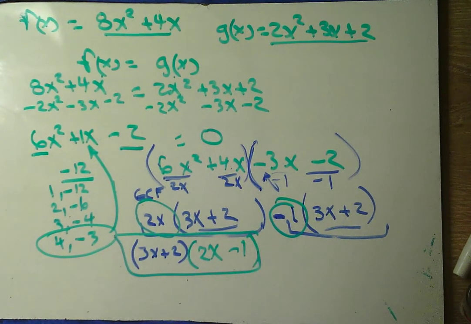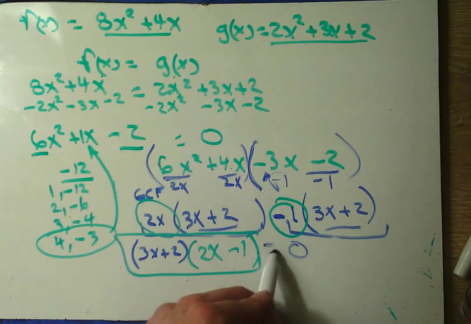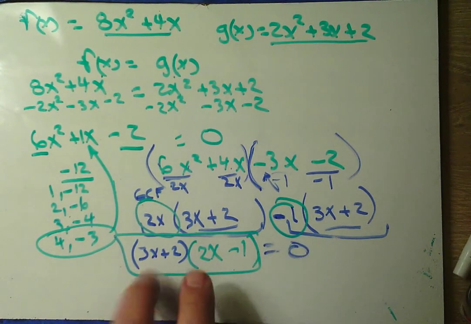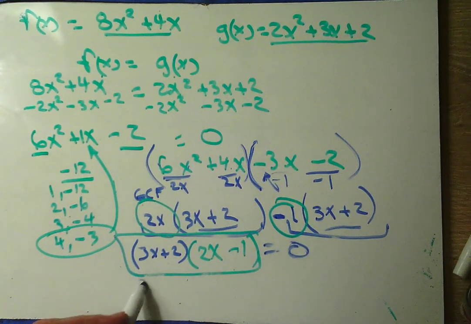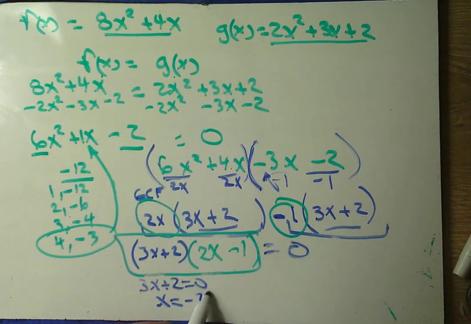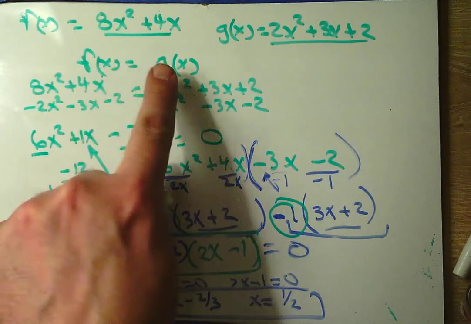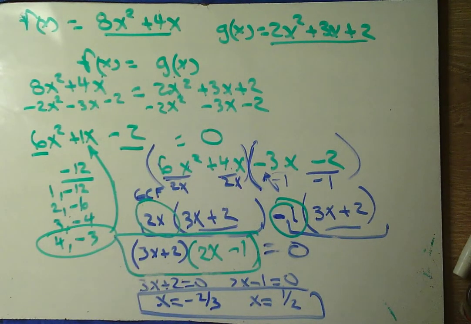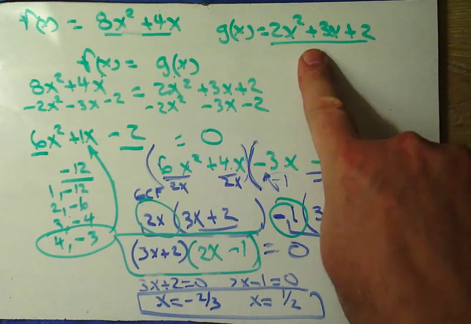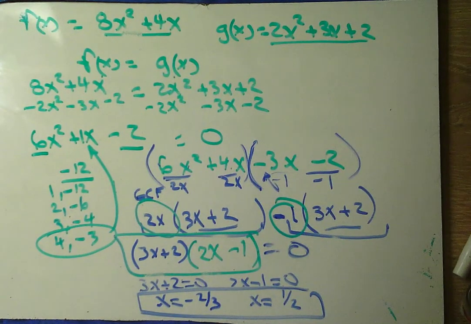But wait a minute, this was a solving problem. So a thing times a thing equals 0. Maybe this one equals 0, in which case x equals negative 2/3. Or maybe this one equals 0, in which case x equals 1/2. So these are the two x values where f of x equals g of x. These are the two places where this parabola intersects this parabola. Okay? Let's take a look at number 7.